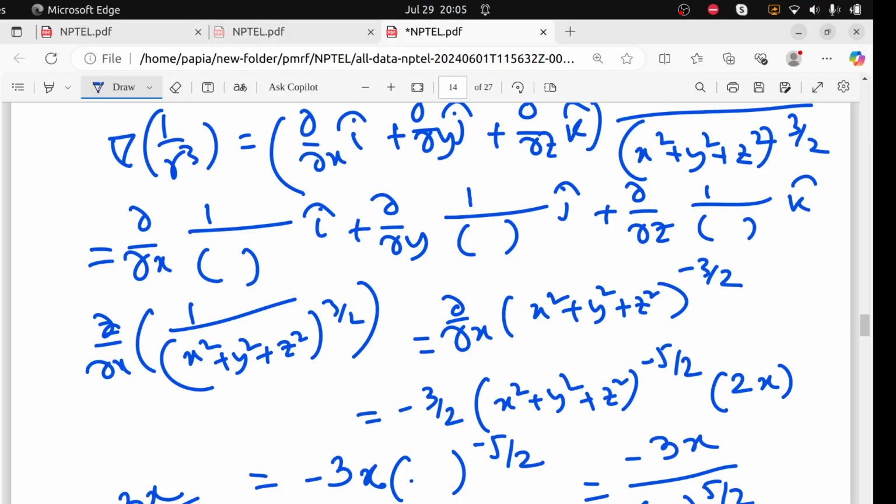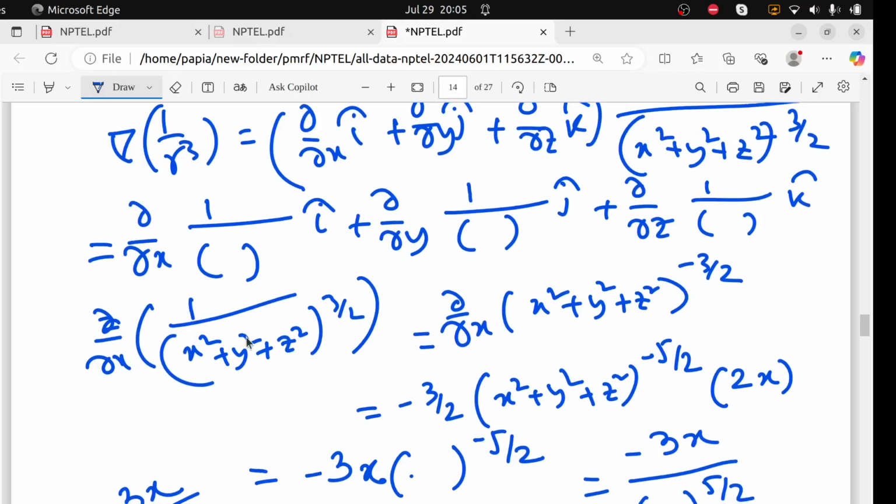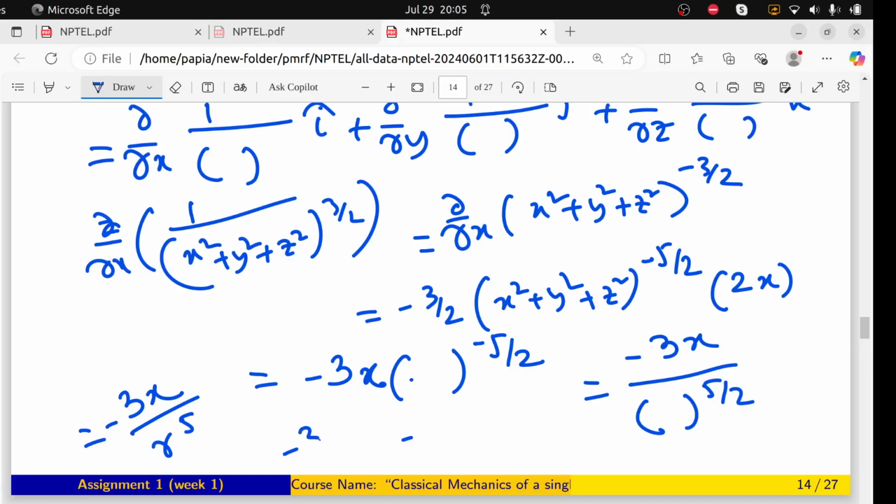Similarly, del del y of this one will come as what? This will come as minus 3y by r to the power 5. And here it will be a i cap because del del x of i cap is there. But del del y of j cap will also be there. Del del z of k cap is minus 3z by r to the power 5 k cap will be there.